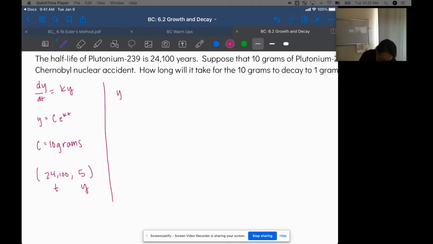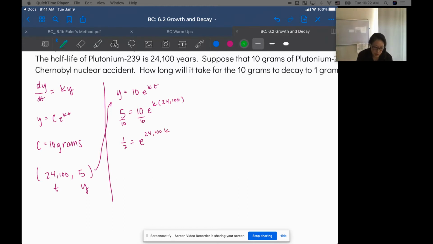So I get y is equal to 10 times e to the kt, and then we're going to plug in our point. So I get 5 is equal to 10 times e to the k times 24,100. Now divide. So I get 1/2 is equal to e to the 24,100k. You can ln both sides. I prefer to just snail. So we get the ln of 1/2 is equal to 24,100 times k.